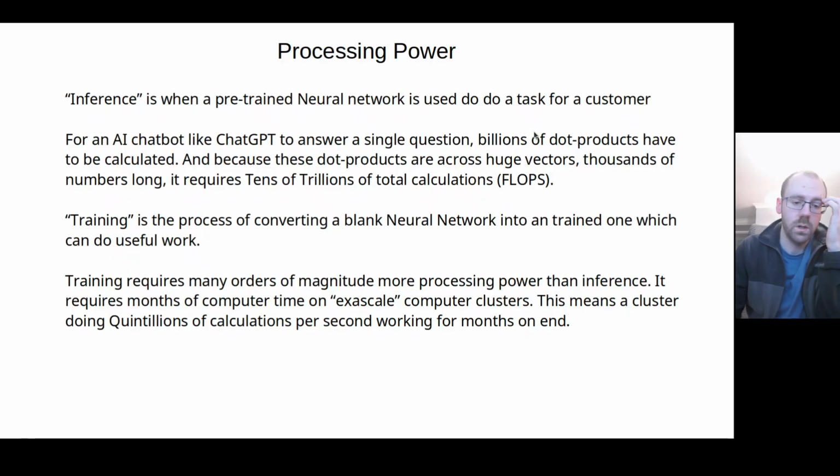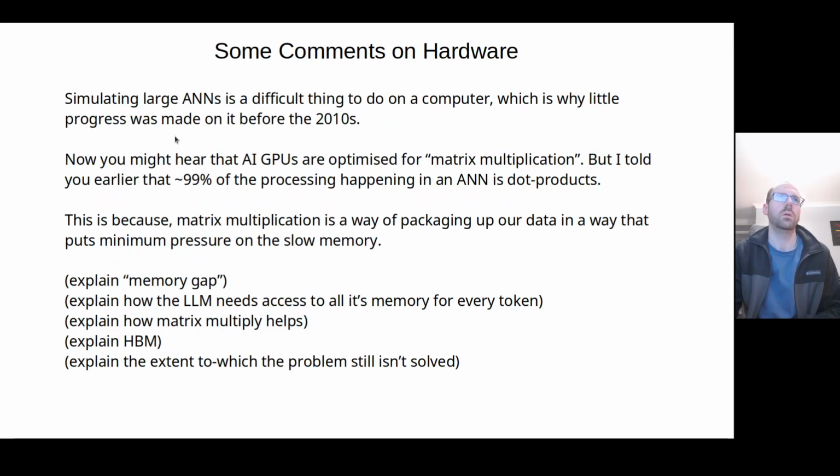So yeah, that's true. Training is when you're converting your blank neural network into a trained one which can do useful work. Training requires many orders of magnitude more processing power than inference. It requires months of computer time on exascale computer clusters. This means a cluster doing quintillions of calculations per second for months on end. Yeah, true. Crazy.